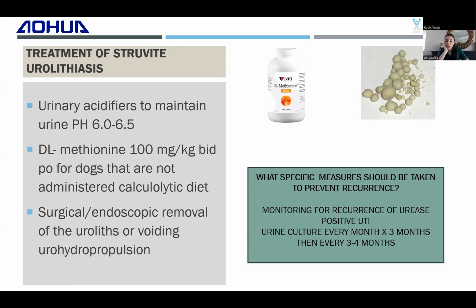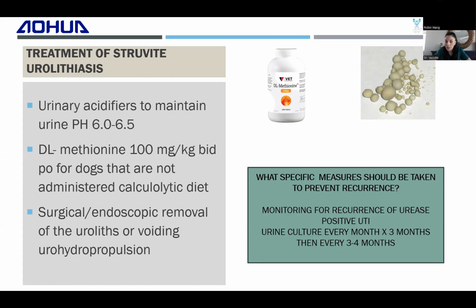And of course, we can do the surgical or endoscopic removal of the uroliths, or voiding hydropropulsion if the uroliths are really small in size and can pass the urethra. In female dogs, most of the time we don't have this problem. So it's easy to take them out as long as the diameter of the urethra is enough in order to pass the stones. What measures should be taken in order to avoid the recurrence?